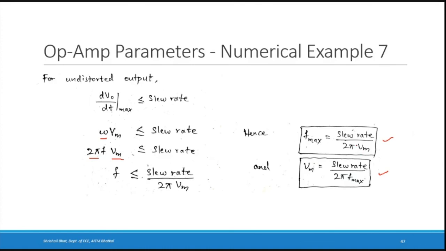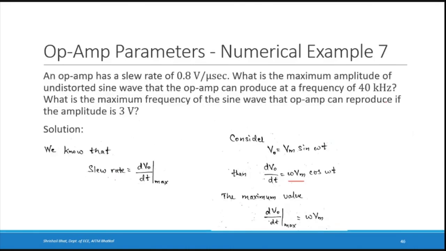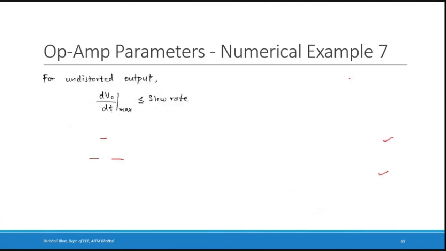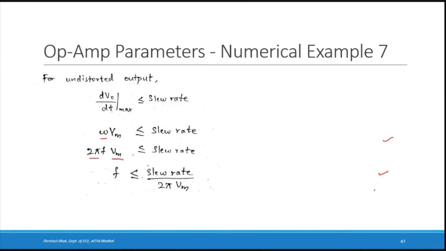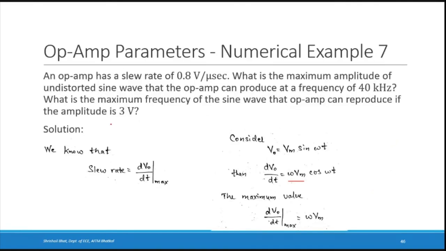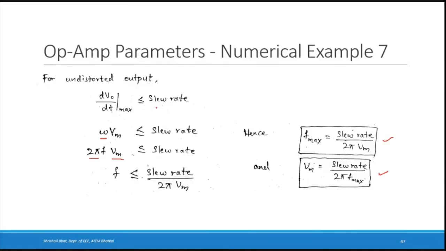We have been given the slew rate, and then the frequency. You have to find the maximum amplitude, which is Vm. So what is the relation? Vm is equal to slew rate divided by 2 pi f max. In the next case, you have been given the amplitude, that is 3 volts, and you are asked to find the maximum frequency, f max. So you can use this equation: f max is slew rate divided by 2 pi into Vm.